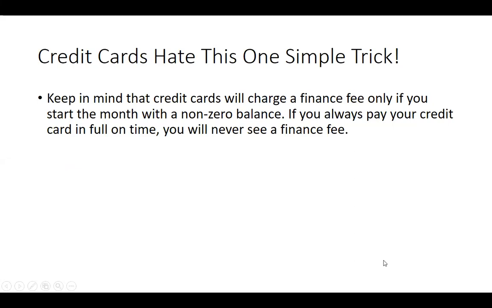Credit cards hate this one simple trick. So keep in mind that credit cards will charge a finance fee only if you start the month with a non-zero balance. So if you always pay your credit card in full on time, if you're always finishing the month with a 0 balance, you will never see a finance fee. You will only pay what you spend, no interest.